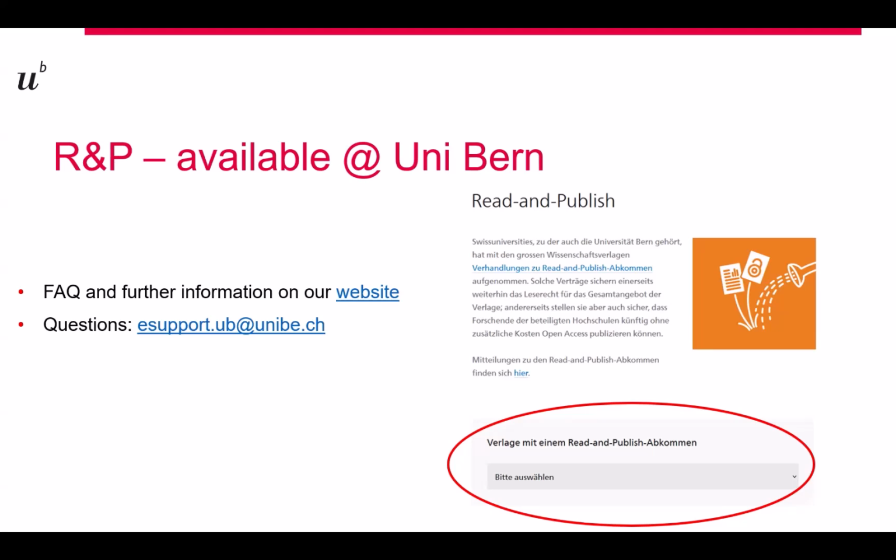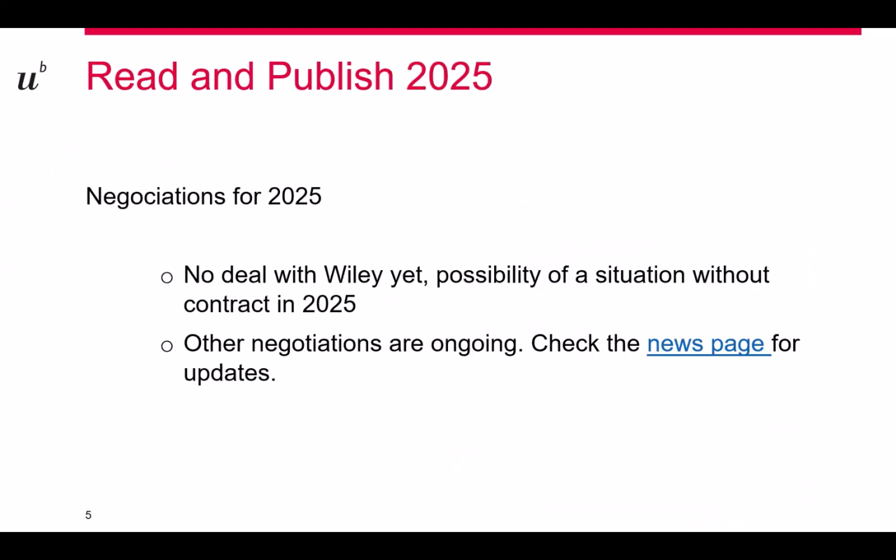For the read and publish deals, I cannot tell a lot about 2025. Some agreements are still ongoing. They were signed for 2024 and the following years. Then there are several negotiations for 2025 going on. Especially with Wiley, there has been no deal yet for 2025, and the University of Bern is preparing for a potential situation without a contract in 2025.